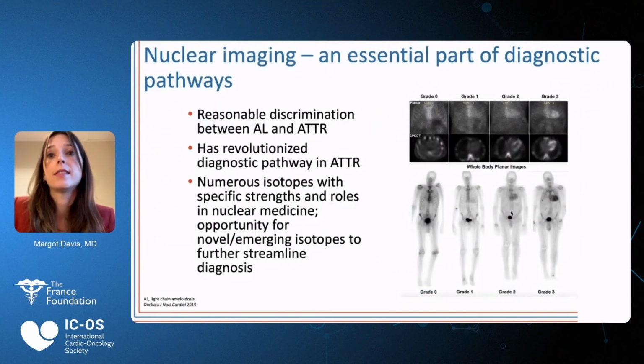Nuclear imaging, of course, is an essential part of our diagnostic pathways. We've heard from Dr. Wachalkar about the multiple novel imaging modalities, or novel tracers rather, that are on the horizon that can offer maybe much more than this. But at this point in time, nuclear imaging, whether it's DPD or pyrophosphate, offers reasonable and better than other modalities discrimination between AL and ATTR, which of course is very important. It has revolutionized the diagnostic pathways in ATTR and removed our dependency on endomyocardial biopsy in cardiac amyloidosis.